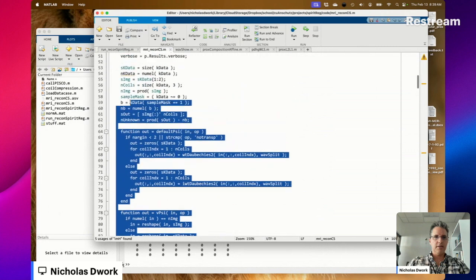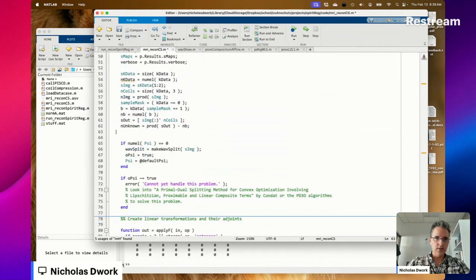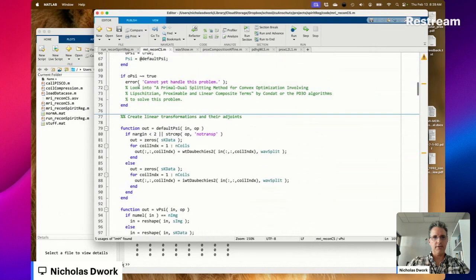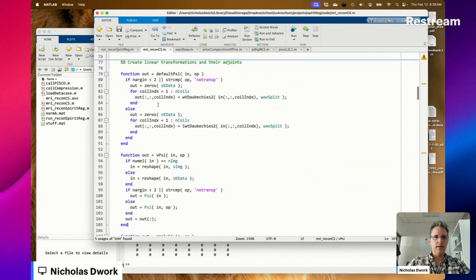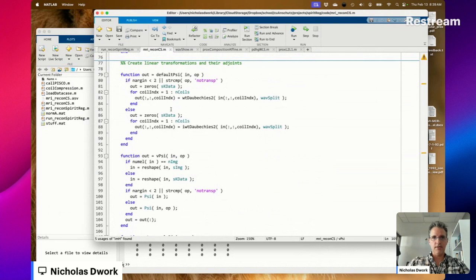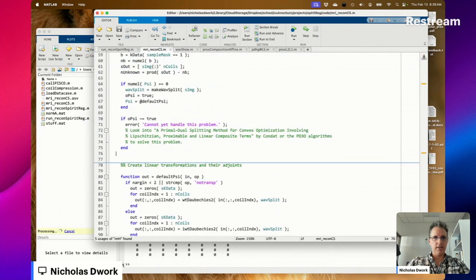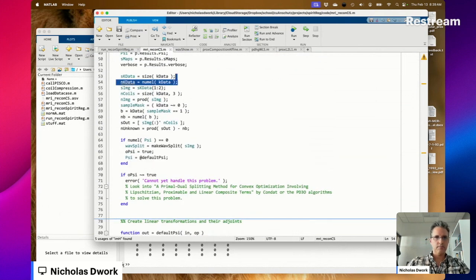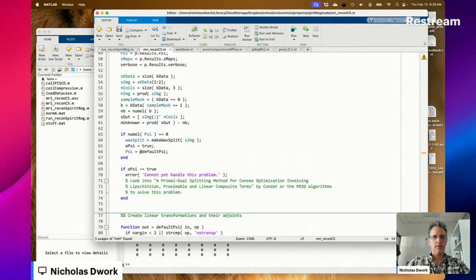I'm going to take all these things down here. I know that they get created after they first appear, but I like having them down here with the create linear transformations comment. And this is like checking the inputs, right? NK data, we don't need it anymore. Guess not.